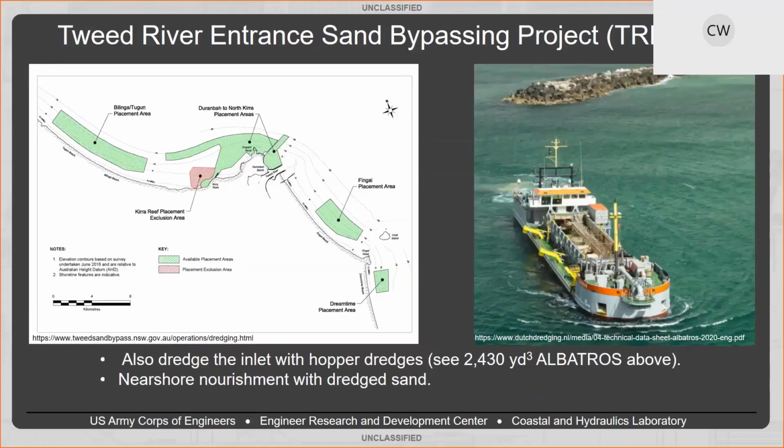And they typically use this trailing suction hopper dredge, Albatross. And their placement areas shown in the map on the left are very similar to their discharge areas. So they place in the nearshore, and it's been a very successful kind of operation for them. Next slide.